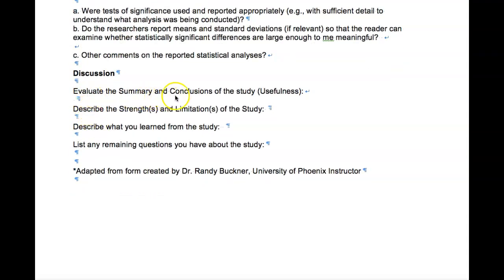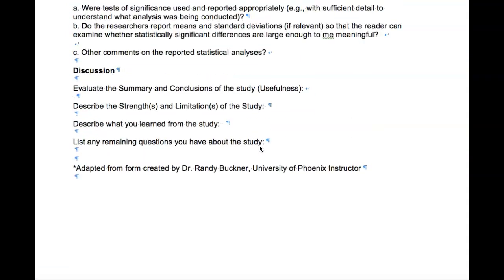Discussion: evaluate the summary and conclusions. So how useful were they? Describe the strengths and limitations of the study. What did you learn? So that's subjective. That's what you got out of it. And what questions do you have that were not answered?